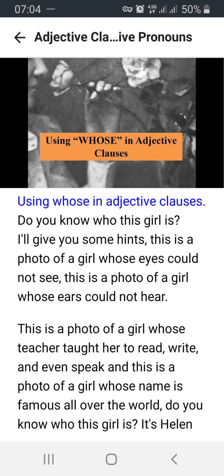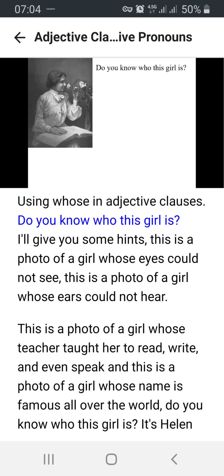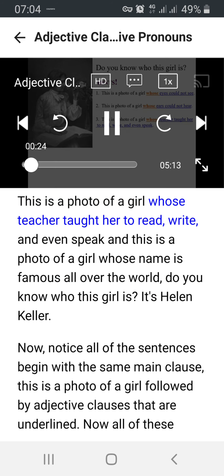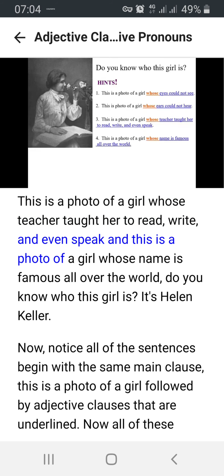Using whose in adjective clauses. Do you know who this girl is? I'll give you some hints. This is a photo of a girl whose eyes could not see. This is a photo of a girl whose ears could not hear. This is a photo of a girl whose teacher taught her to read, write, and even speak. And this is a photo of a girl whose name is famous all over the world. Do you know who this girl is?